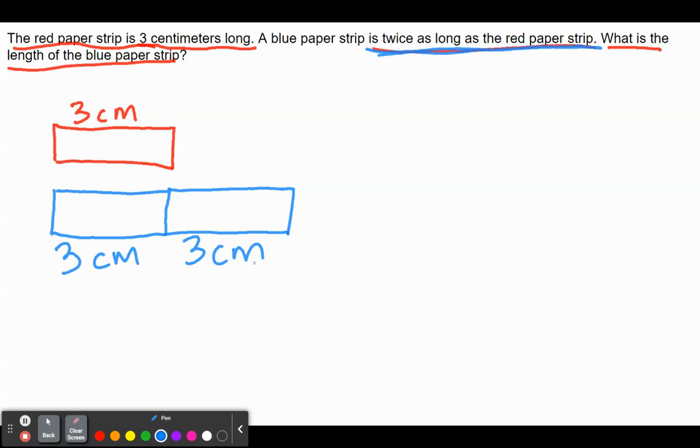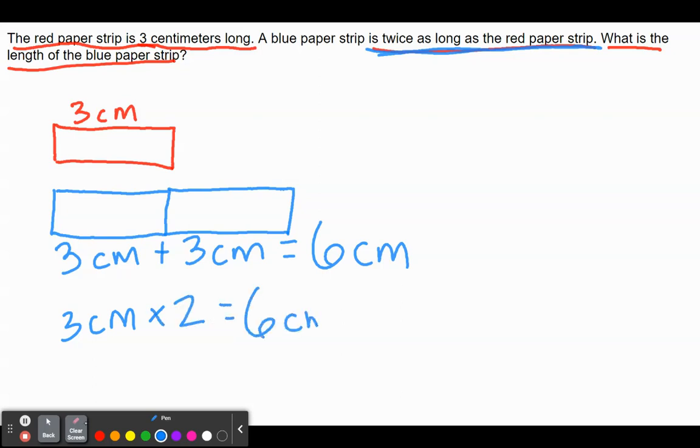paper strip is. So if I were to add 3 centimeters plus 3 centimeters, that's going to give me 6 centimeters. We can also do 3 centimeters times 2, because we need 2 groups of 3 centimeters. That's going to give us 6 centimeters. Each of those will work.